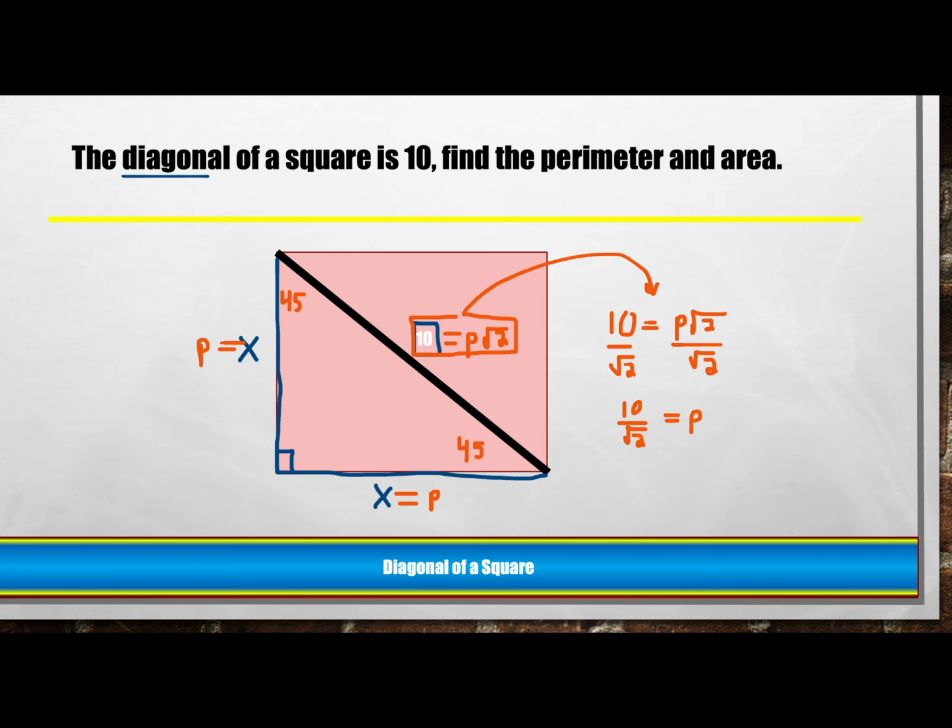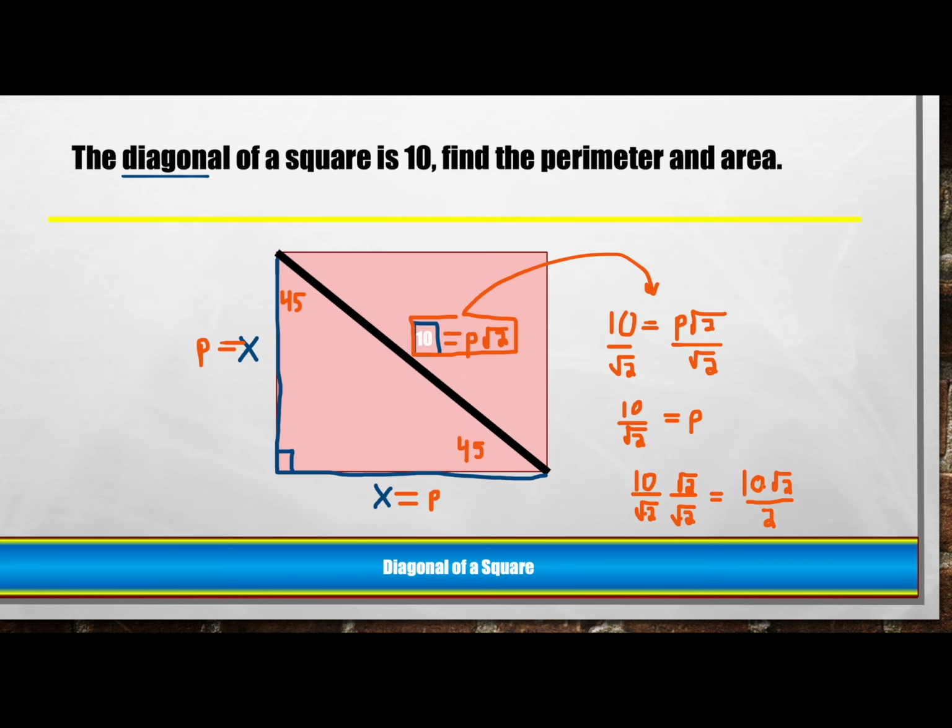Now we don't like having square roots in the bottom, so we have to multiply the top and bottom of this fraction by the square root of 2. This is definitely one of the trickier parts of the problem, but essentially what happens here is the top, 10 times root 2, we just leave as 10 times root 2. And on the bottom, the square root of 2 times the square root of 2, that's just going to cancel. The square root sign goes away, and we're just left with 2.